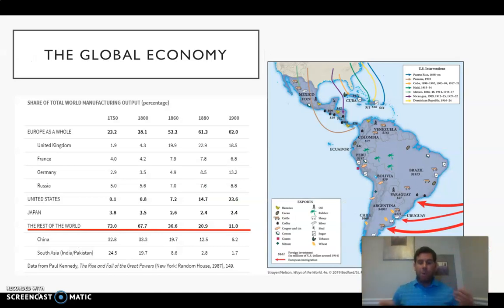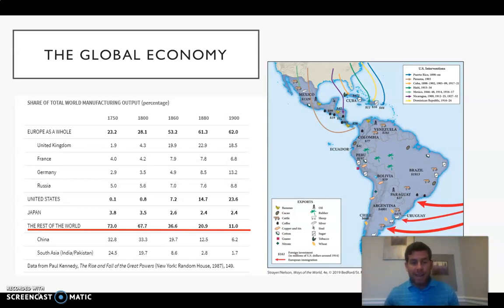But what happens then when the Industrial Revolution goes global like this? I pulled this chart from your textbook because it's absolutely fascinating. Look at the total manufacturing output of the world in 1750. You'll notice that Europe as a whole accounts for a little bit less than a quarter of the entire world's manufacturing production in 1750, right? Just about a quarter, which makes sense because probably slightly less than a quarter of the world's population lived in Europe at the time. The rest of the world was producing the other three quarters of the entire world's production in 1750.